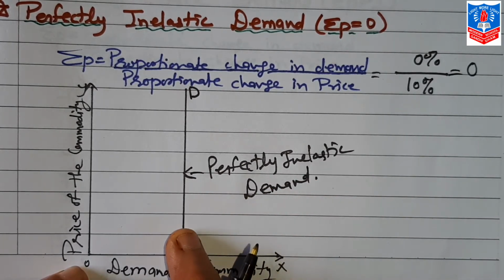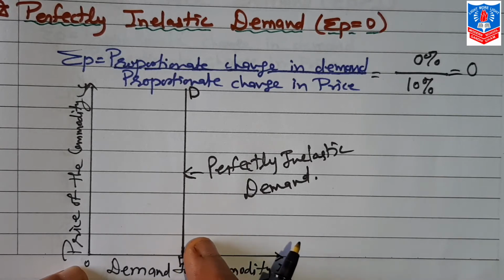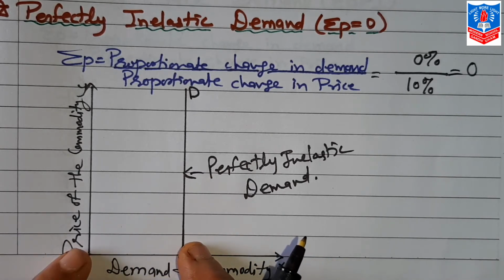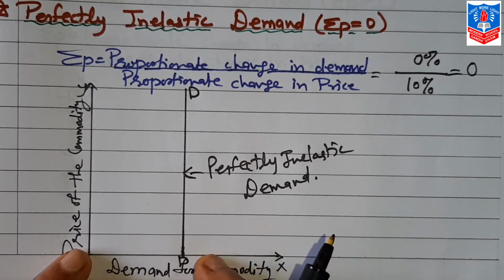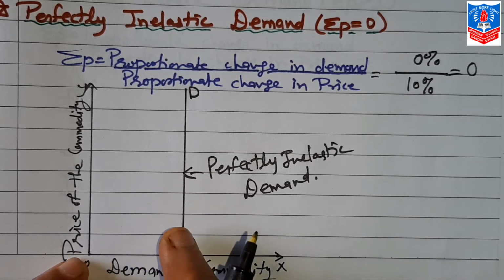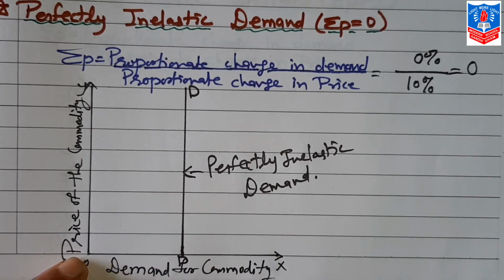So it is always what? Parallel to y-axis. Like perfectly elastic, it is parallel to x-axis and a horizontal straight line, and this perfectly inelastic demand, it is always a vertical straight line and parallel to y-axis.